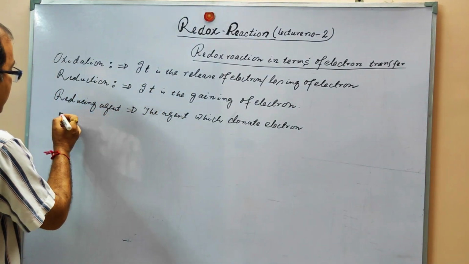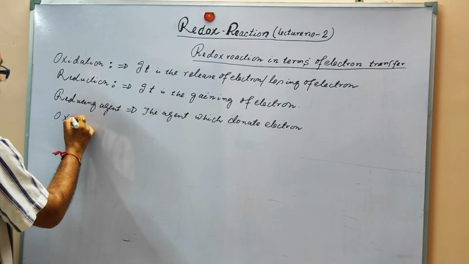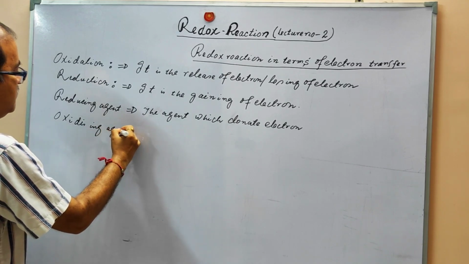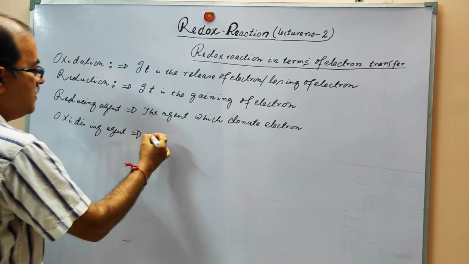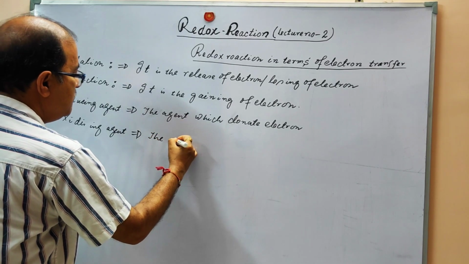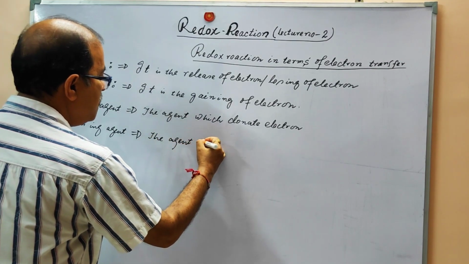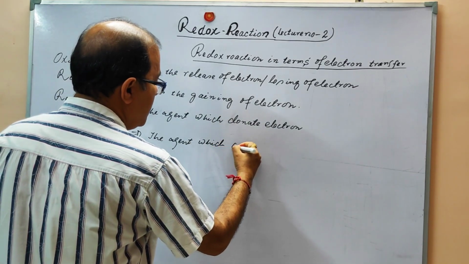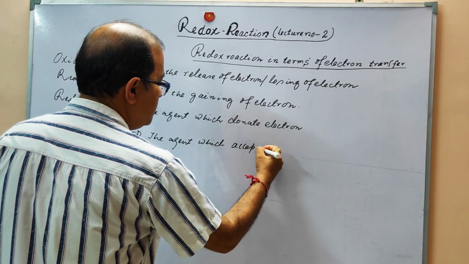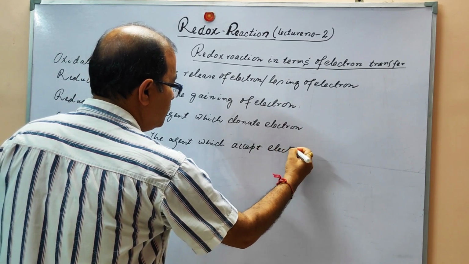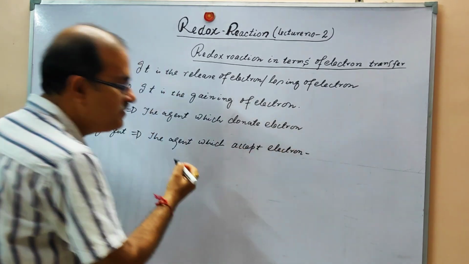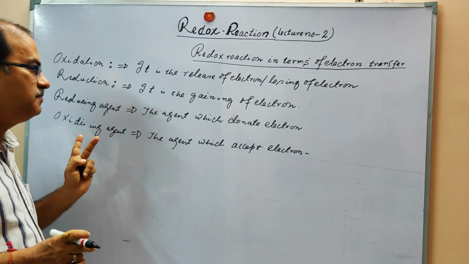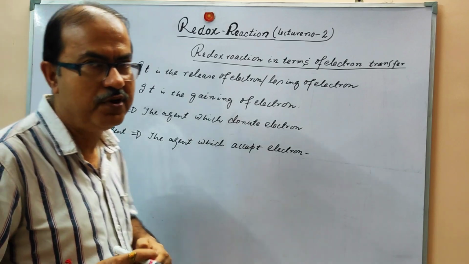So we can write another thing, that is the oxidizing agent. An oxidizing agent is basically the agent which accepts electrons, and by accepting these electrons, it will help to oxidize the other species. That is in this example that we observe.